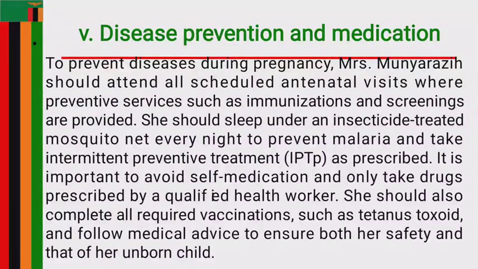She should also sleep under an insecticide-treated mosquito net every night to prevent malaria, and also take intermittent presumptive treatment as prescribed. It is also important to avoid self-medication and only take drugs that are prescribed by a qualified health worker. At the same time, she should also complete all required vaccinations such as tetanus toxoid and follow all the medical advice to ensure both her safety and that of her unborn child.